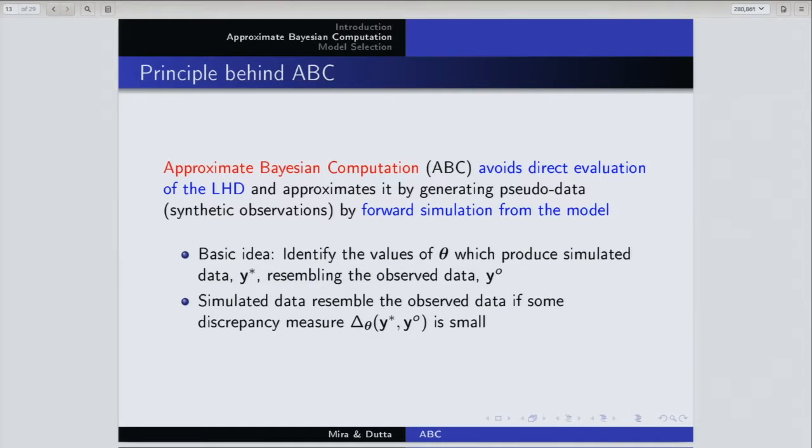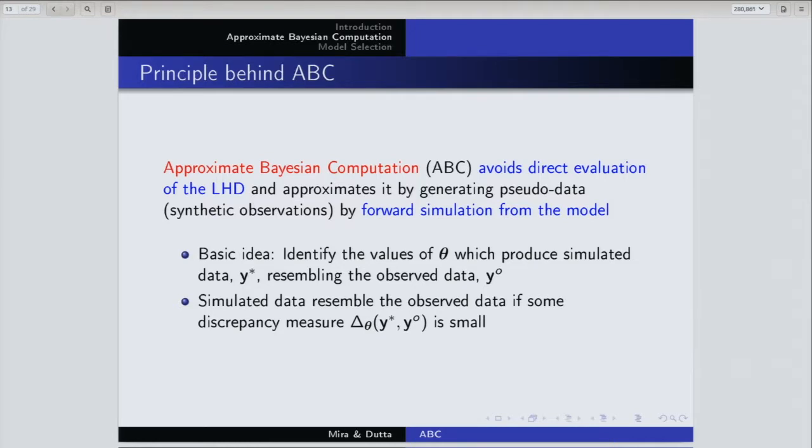And to evaluate this notion of closeness, we need a discrepancy measure, a measure that tells you how close y star, the simulated data, is to the observed data. So if y star is close to yo, then we think that the value of theta that gave rise to y star by forward simulation most likely also has given rise to the data that you have observed. This is the key notion behind ABC.